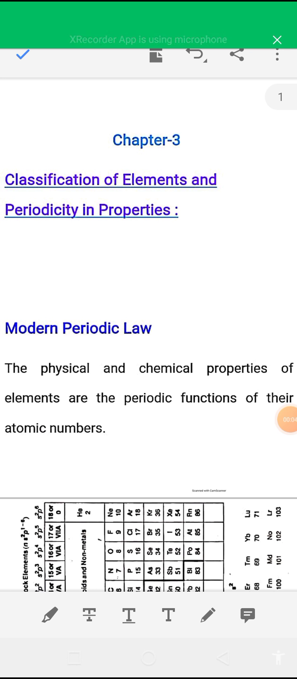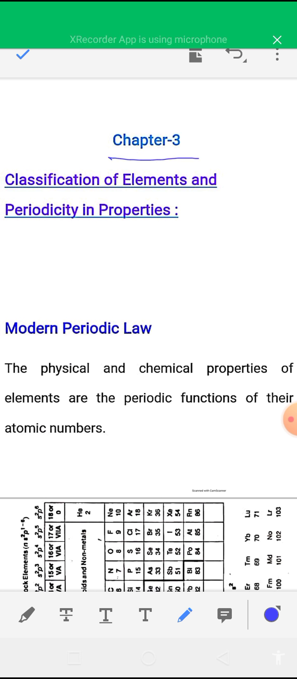Today in this video I am going to start the third chapter of class 11th chemistry. The topic is classification of elements and periodicity in properties. In this chapter you have to read mainly about the modern periodic table and the modern periodic law. So first see the modern periodic law.